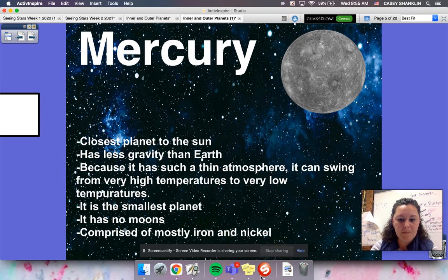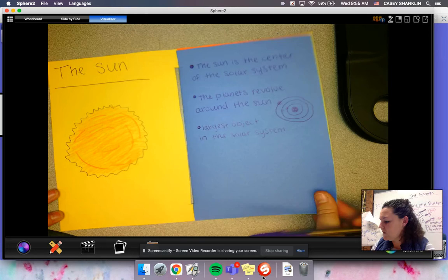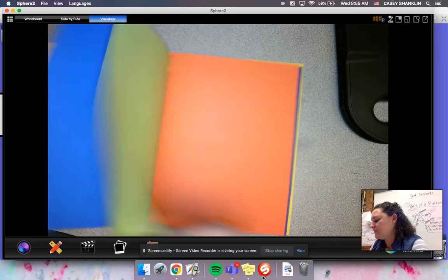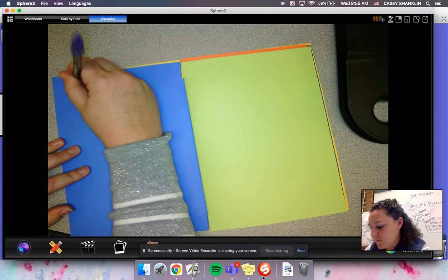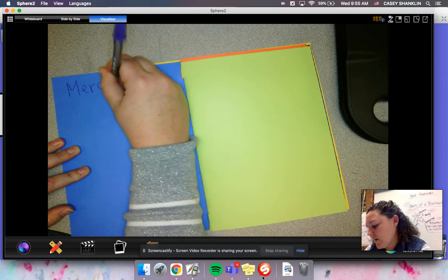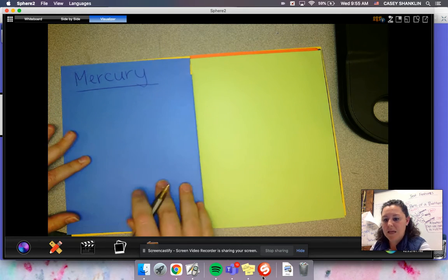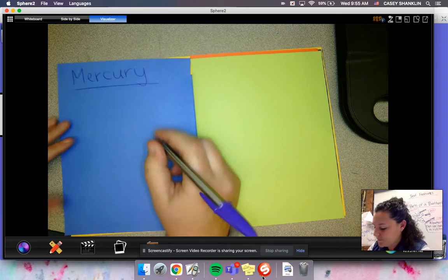So in my book, I am going to turn the page. And this page is going to be all about Mercury. So at the top of this page, I'm going to write my heading. And then I'm going to draw my planet.